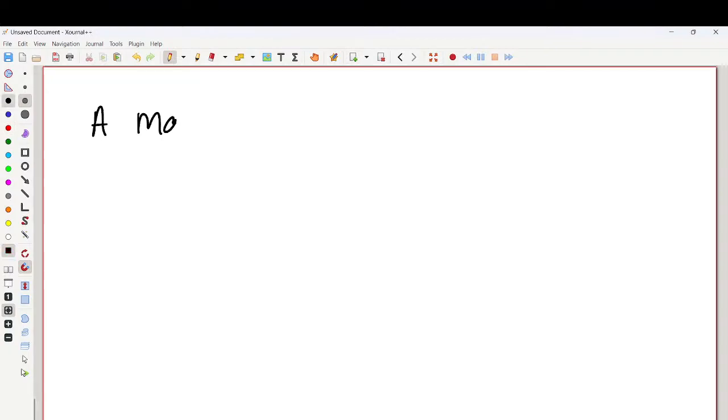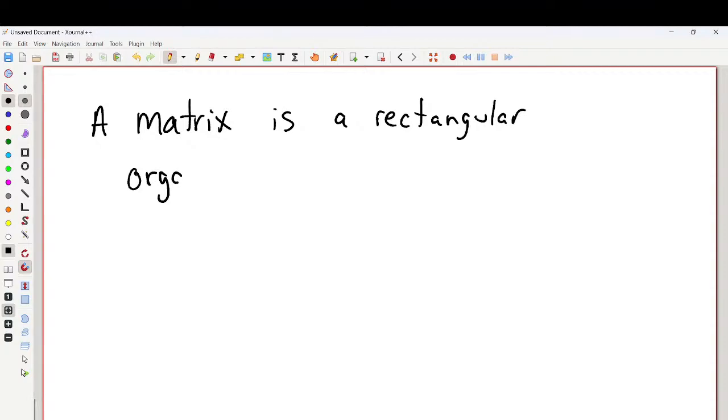So is it an equation to help solve complicated problems? Or something else? Okay. So a matrix is, at the end of the day, a rectangular organization of information.